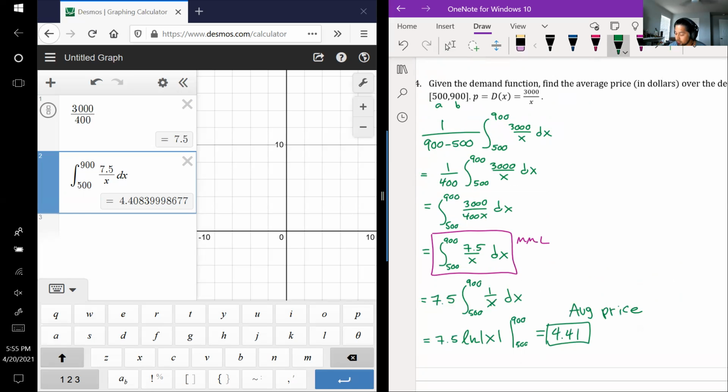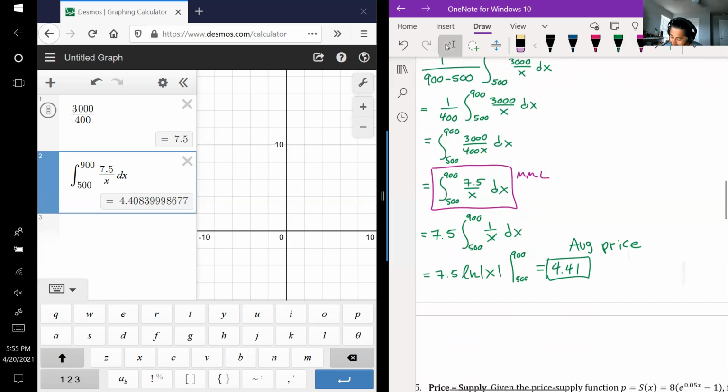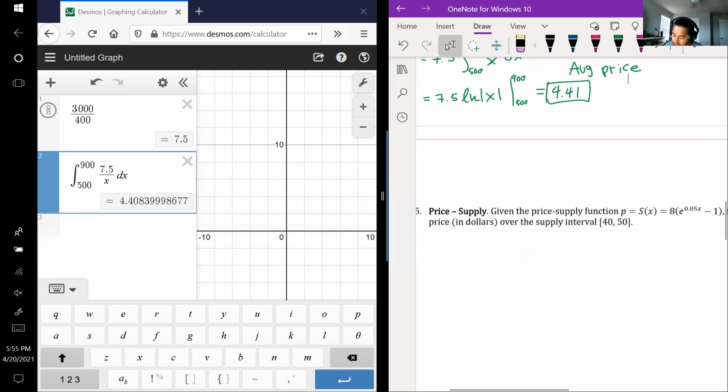Don't have to graph this one. But again, the problem in your homework is going to say set up the integral, and what I boxed in purple should be your answer. Okay, all good? Yes, sir. Okay, cool.